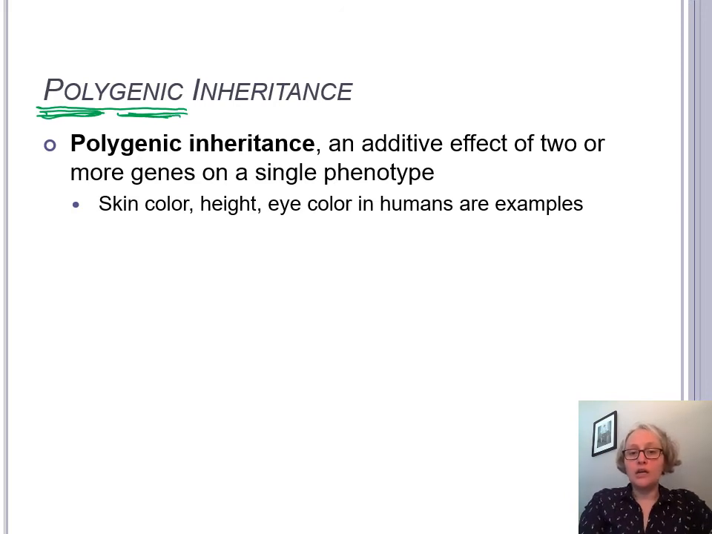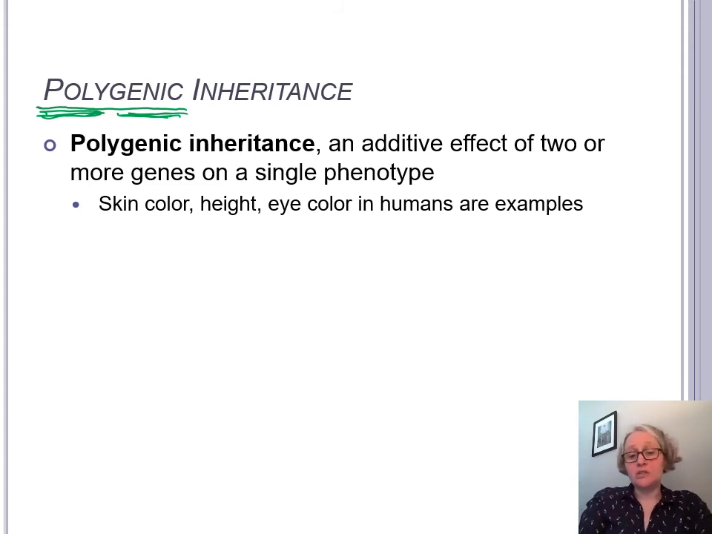In polygenic inheritance, you are going to see that many genes are going to influence a particular characteristic. So it's almost the inverse of pleiotropy. Earlier, we talked about pleiotropy. That was one gene, lots of traits. Polygenic says, no, we're going to have lots of genes that influence just one trait.